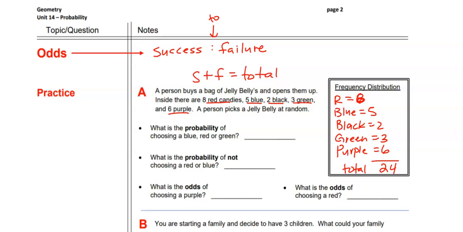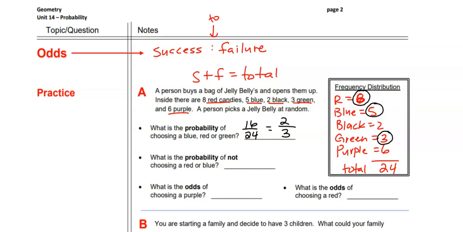So now it says, what is the probability of choosing a blue, red, or green? So blue or a red or a green. So that's quite a few. That's all but 8 of them. So that would mean we would have 16 possibilities of being successful out of 24 total outcomes. And that can be reduced. Each of those can be divided by 8. 16 divided by 8 is 2, and 24 divided by 8 is 3. So the probability is 2/3, which is pretty good.